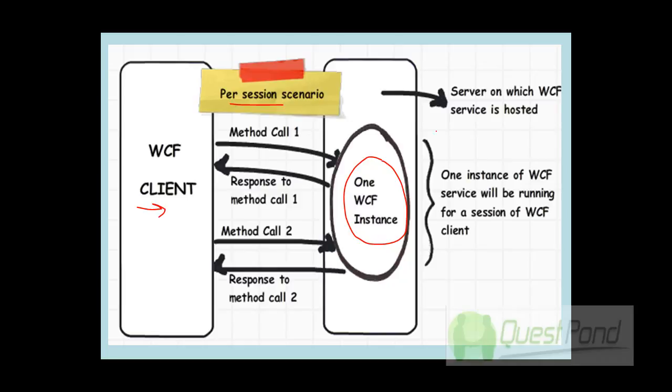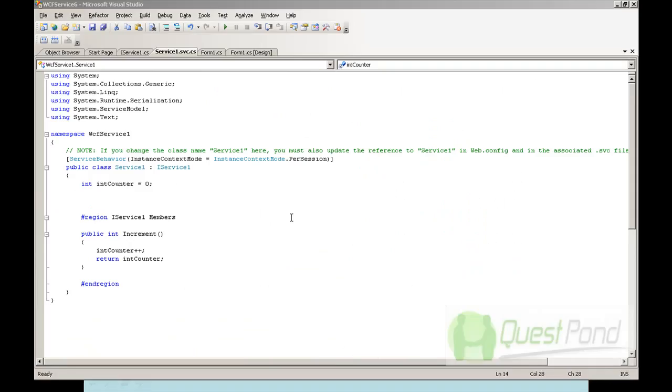So let's say that you make method call 1, then an object of the WCF instance is created and it responds back. Now in the same session, if the WCF client makes method call 2, the same WCF instance will be used to serve the response. So in other words, one instance of the WCF service will be running for a session of the WCF client. Now let's go back to the project, configure it as per session, and see how it looks.